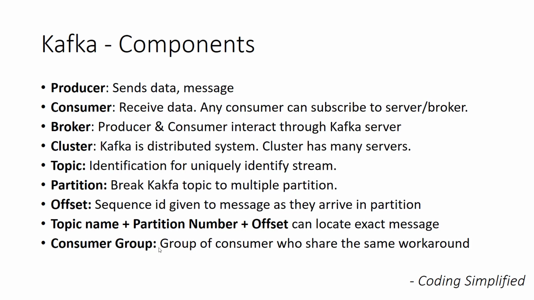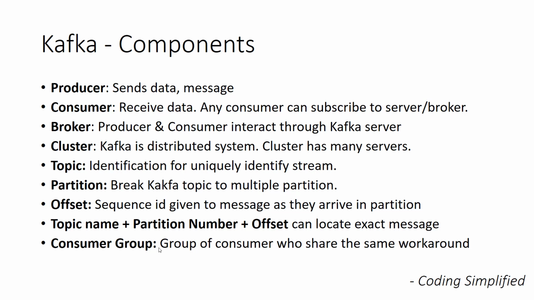Now we have the partition. Like I talked about, Kafka makes partitions. Whatever data it is publishing, it makes the partition and sends the data through that partition. Then we have the offset. Offset means the sequence ID: whatever message it is giving has that sequence ID. Whenever it sends the message and the consumer gets it, that is called the offset.